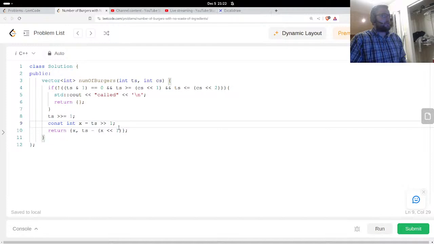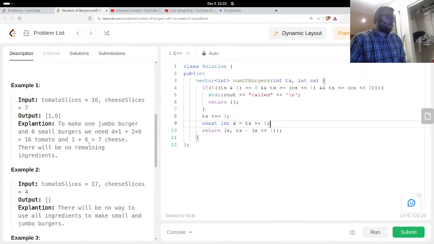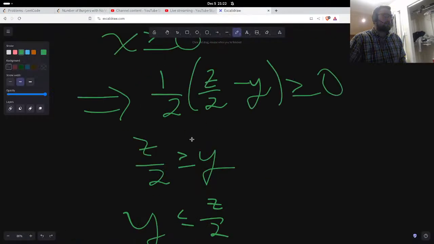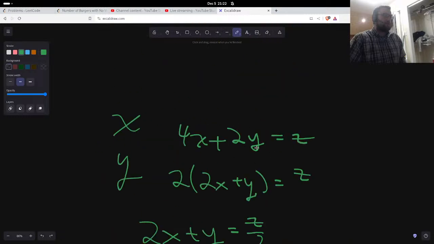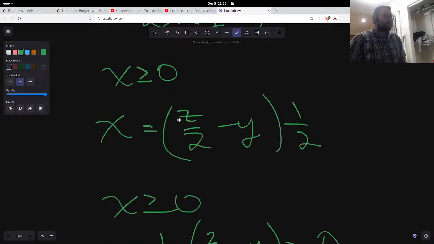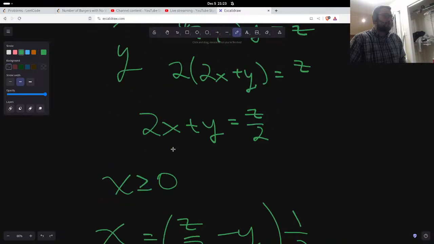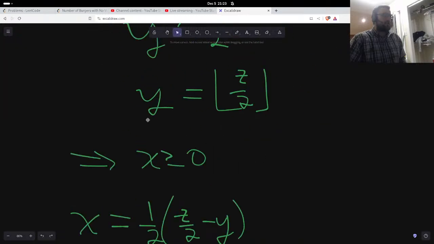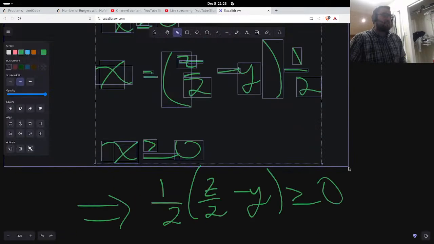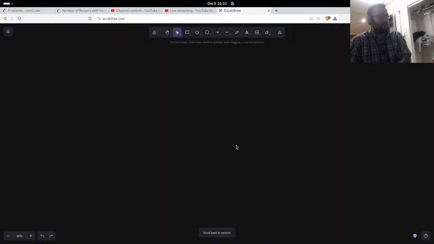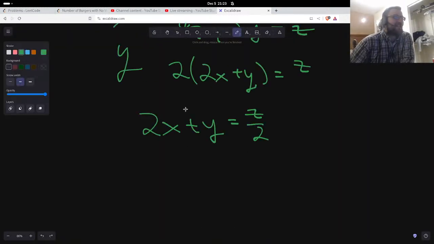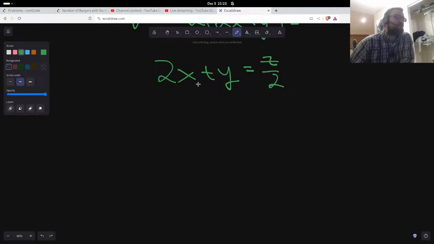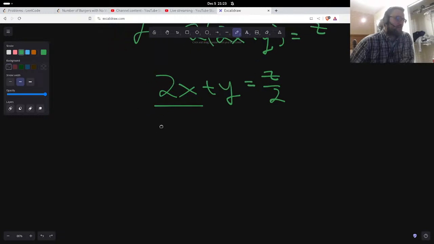Let's do y is z over 2. Are these big burgers or small burgers? We're going to find the small burgers first. We should find the big burgers first, which is x. No. What? I did it right the first time. This is so confusing. This is not supposed to be this hard. Let's find an expression for x first, right?